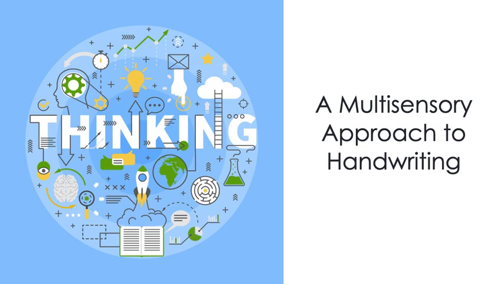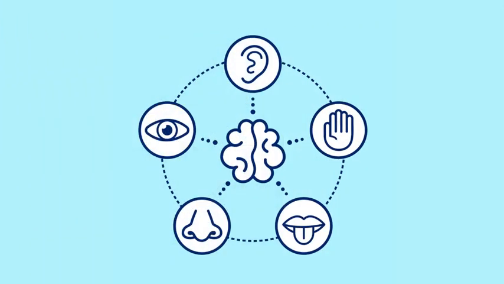In this next video, we are going to look at a multisensory approach to teaching handwriting. Now, when we talk about a multisensory approach, we refer to learning in such a way that it engages more than one sensory system at a time, which is very important because children have different learning styles.